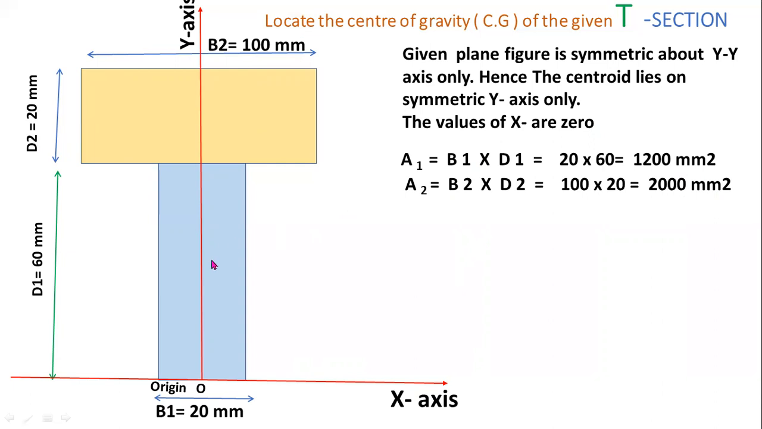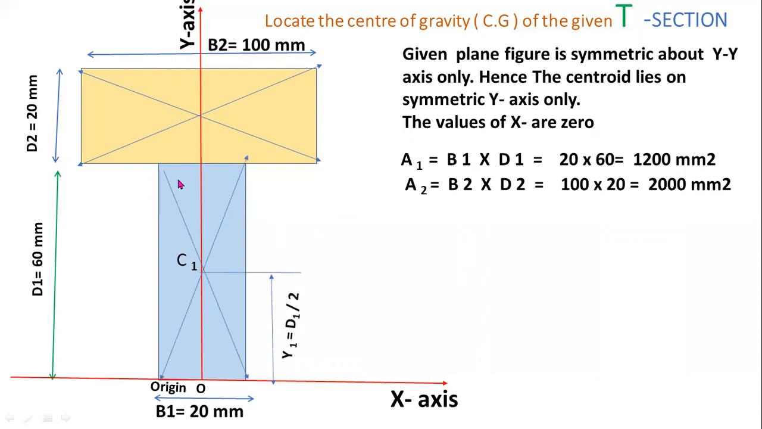Now I am drawing the diagonal lines to locate the centroid. So this intersecting point is the position of the centroid. Now I am drawing the diagonals for the bottom rectangle. This intersection point is the centroid of the bottom rectangle. C1 and C2. Here C1 is the centroid of the bottom rectangle, C2 is the centroid of the top rectangle. So C1, C2 are the individual centroids.